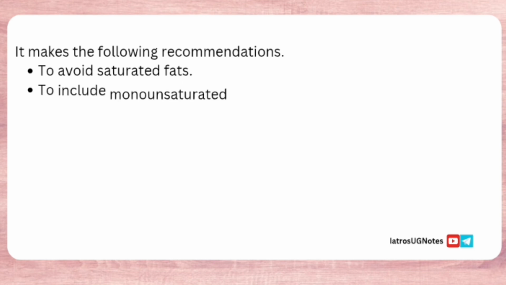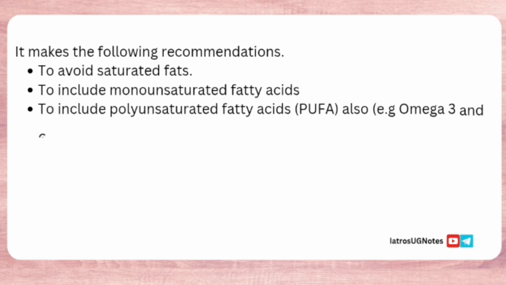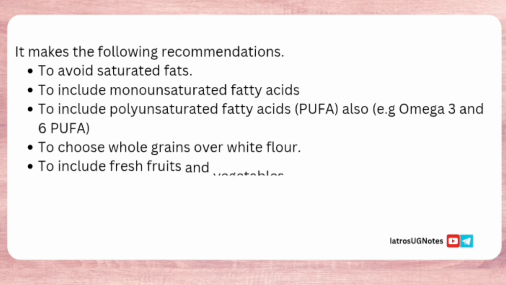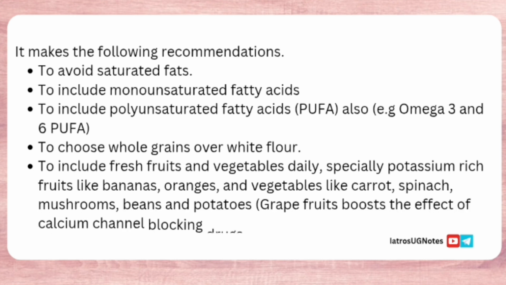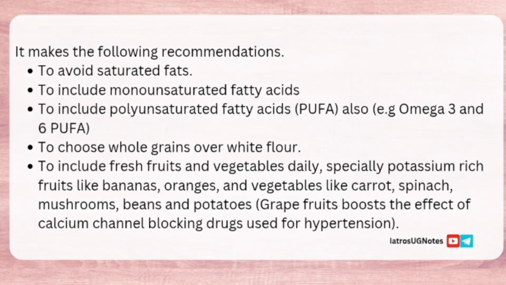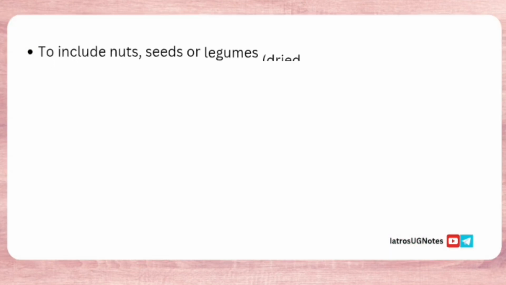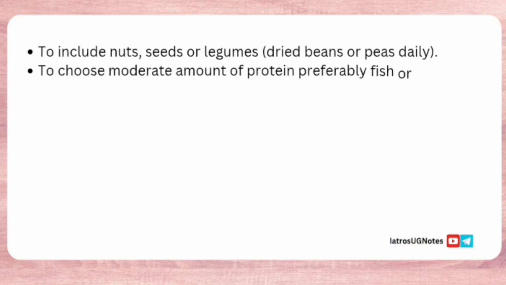To avoid saturated fats. To include monounsaturated fatty acids. To include polyunsaturated fatty acids, PUFA also, e.g. omega-3 and 6 PUFA. To choose whole grains over white flour. To include fresh fruits and vegetables daily, especially potassium-rich fruits like bananas, oranges, and vegetables like carrot, spinach, mushrooms, beans and potatoes. Grapefruit boosts the effect of calcium channel blocking drugs used for hypertension. To include nuts, seeds or legumes, dried beans or peas daily. To choose a moderate amount of protein, preferably fish or poultry.